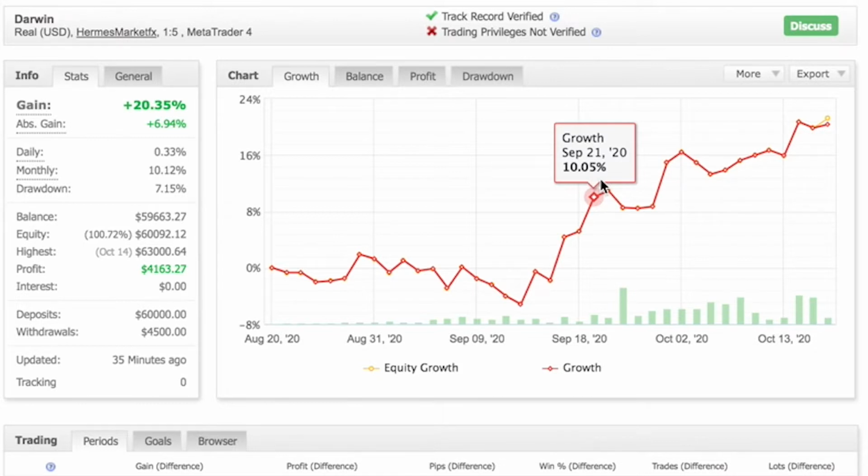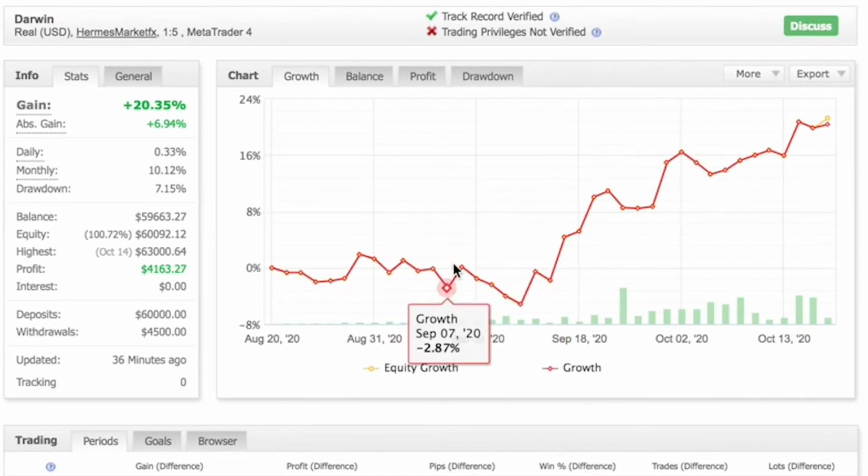Now let's have a look at the general statistics, because of course this is considering the entire period he has been trading with us. He joined our funded trader program on the 20th of August, and we can see an average daily return of 0.33%, which is very good. A monthly return of 10.12% actually, and a drawdown of 7.15%.